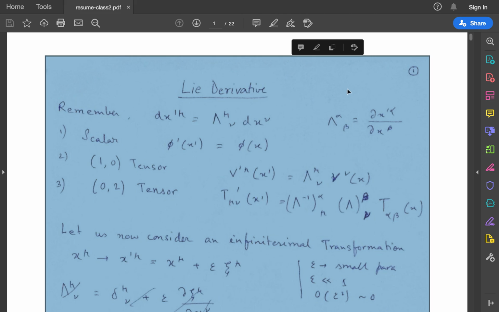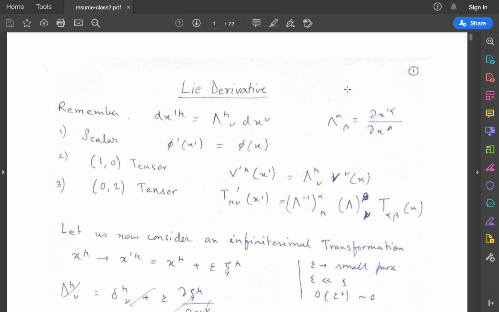Dear students, let us start today's work of understanding the Lie derivative. Before going to the definition of the Lie derivative, let us remember that the old coordinate and new coordinate systems are related by this gamma factor, where gamma is defined as the partial derivative of x dash mu by x beta, x dash alpha by x beta.